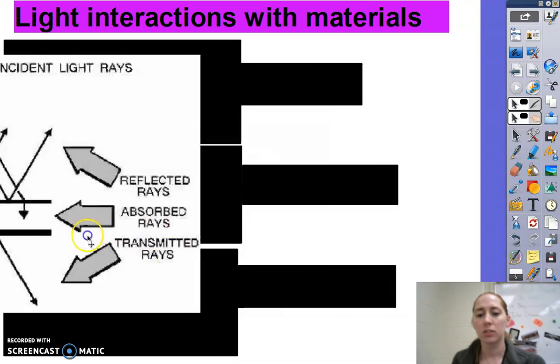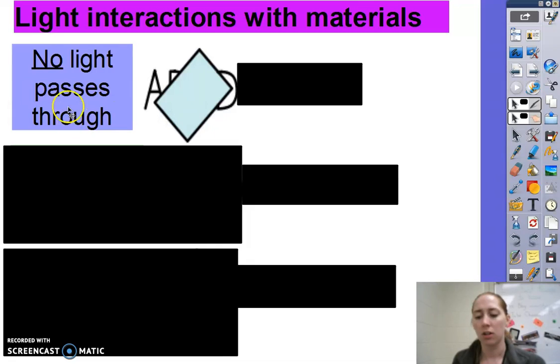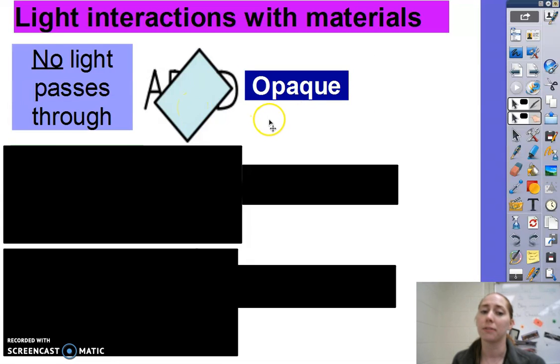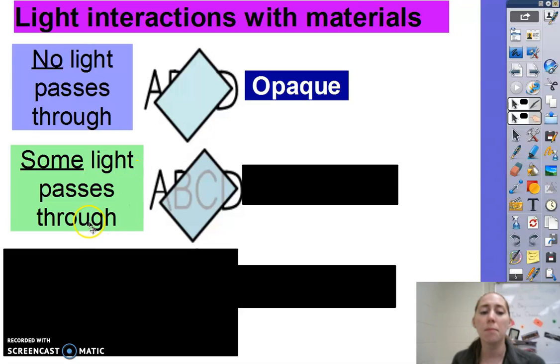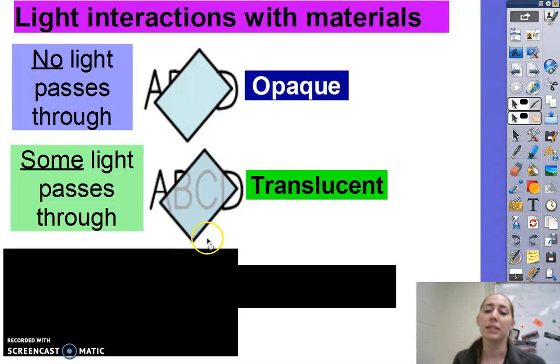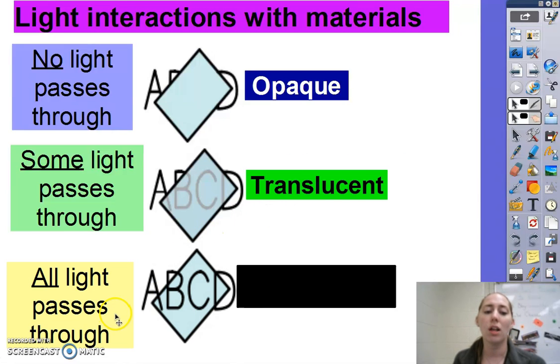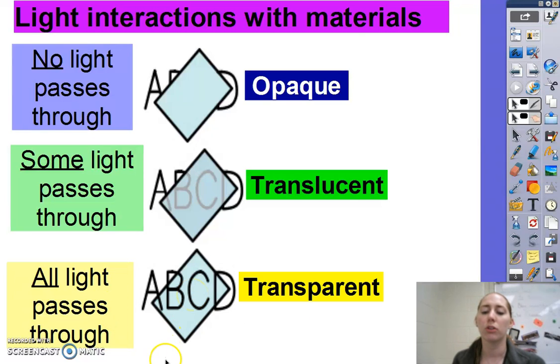as. So, if no light passes through, they're all either absorbed or reflected, we call those objects opaque. If some of the light passes through, and some is absorbed and some is reflected, that would be translucent. And if all of the light passes through, all of the light is transmitted, we call those transparent.